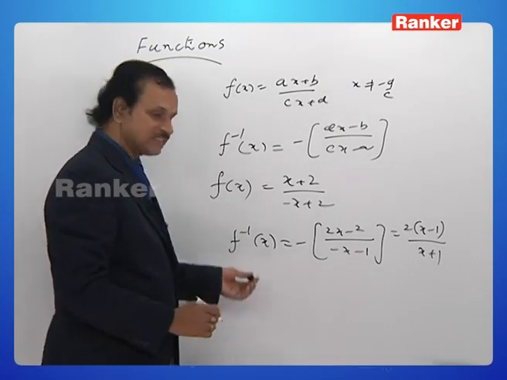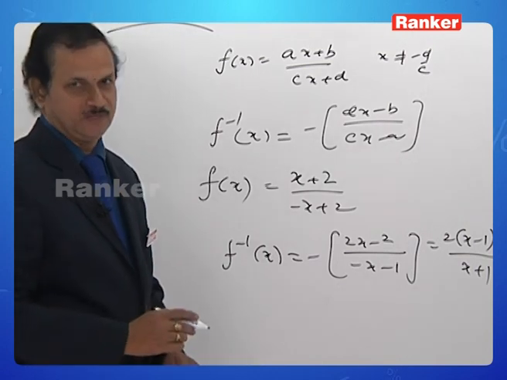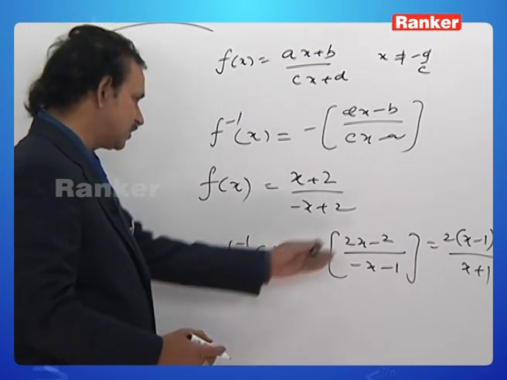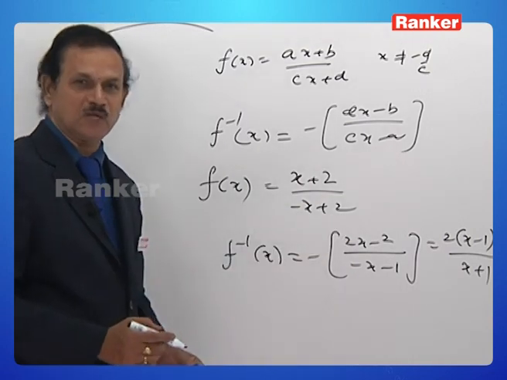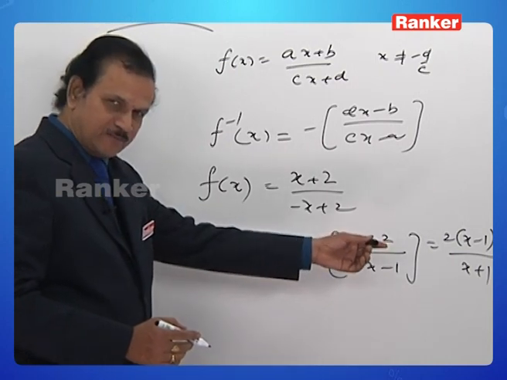What is necessary to find f inverse of x? We are supposed to have the range of f. Range of f is nothing but the domain of f inverse x. f inverse x is equal to 2 into (x minus 1) by (x plus 1). So what is its domain? The denominator x plus 1 shouldn't become 0.